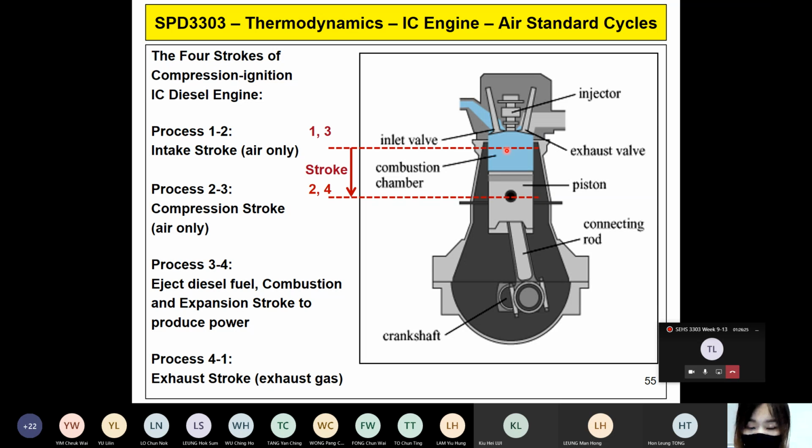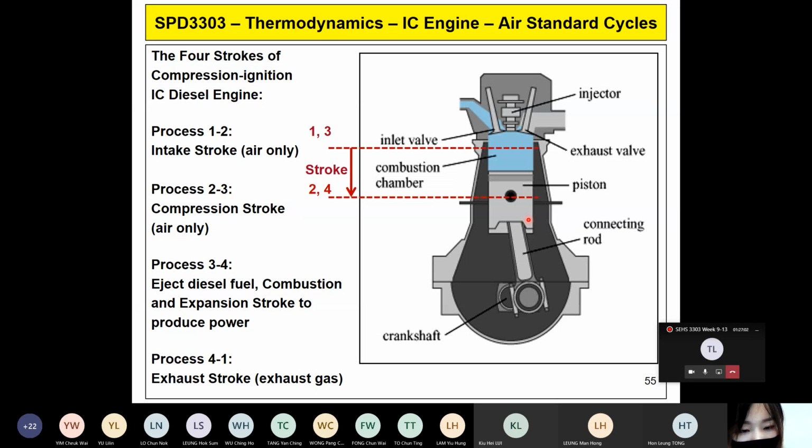Intake stroke: we draw air into our cylinder through this inlet valve. The piston moves downward to expand the volume to let you draw the air in. Then we compress the air by the upward motion of the piston with a work input.